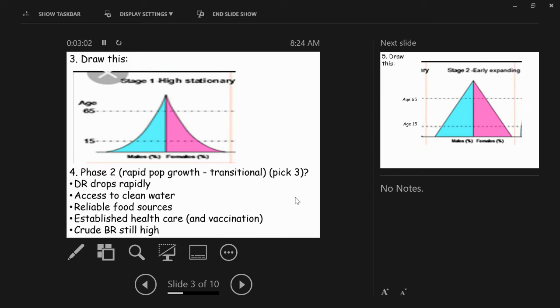All right, phase 2, rapid population growth. So this is transitioning from subsistence into more of an industrialization. So the death rate's going to drop rapidly. You're going to get access to clean water, more food, healthcare, vaccinations. Still going to have pretty high birth rate.